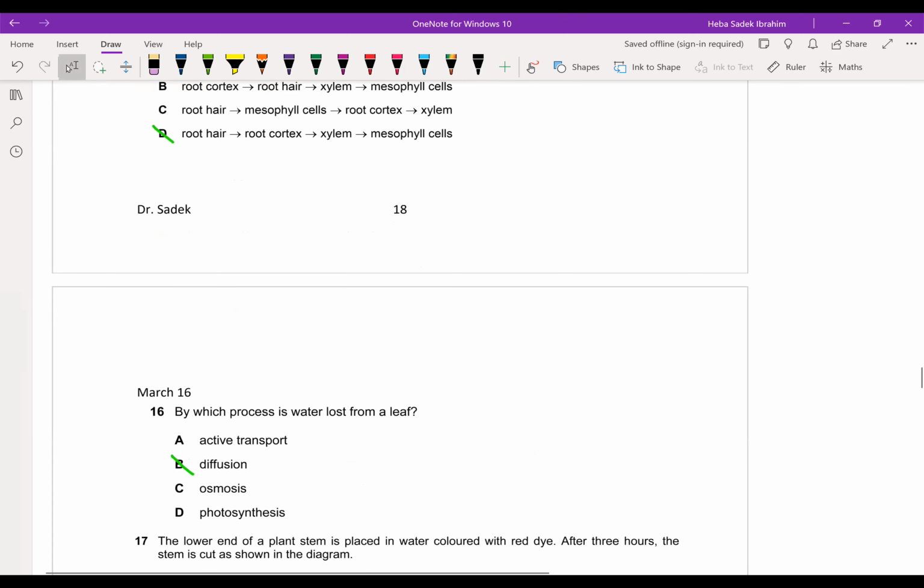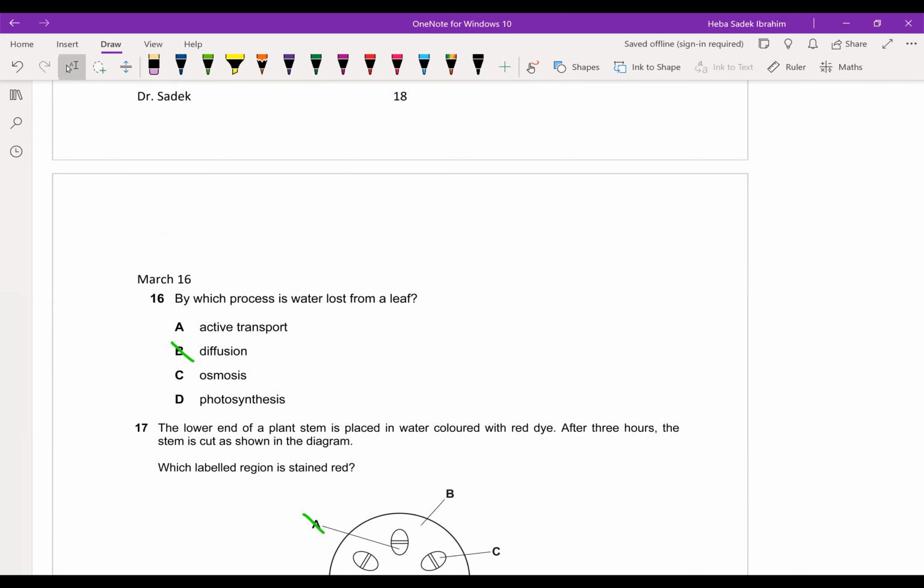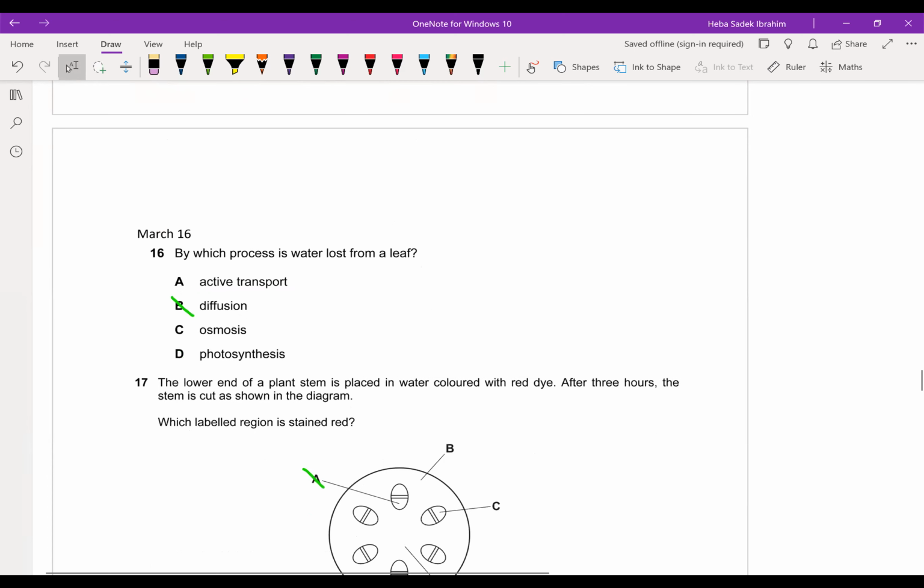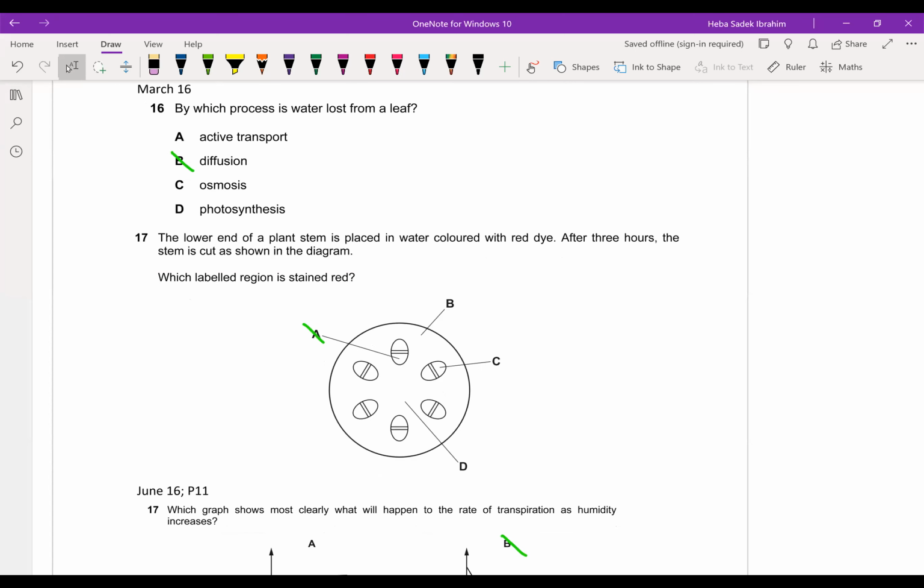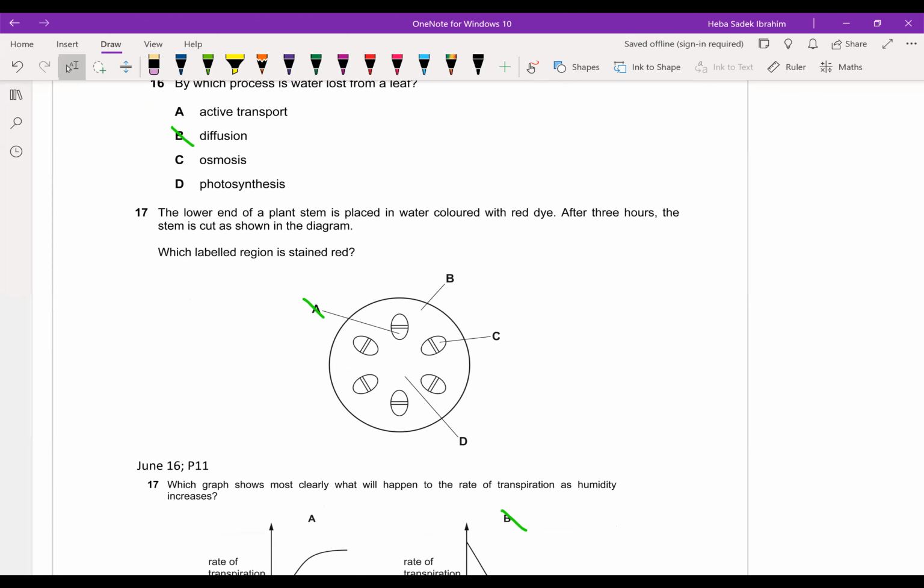By which process is water lost from a leaf? It is lost by diffusion. Water is lost by diffusion. The lower end of a plant stem is placed in water colored with red dye. After 3 hours, the stem is cut as shown in the diagram. Which labeled region is stained red?